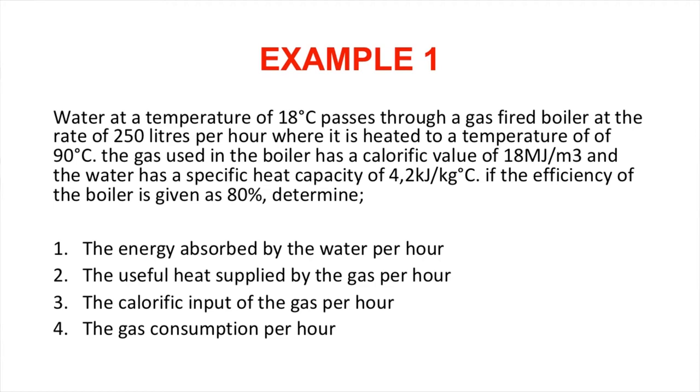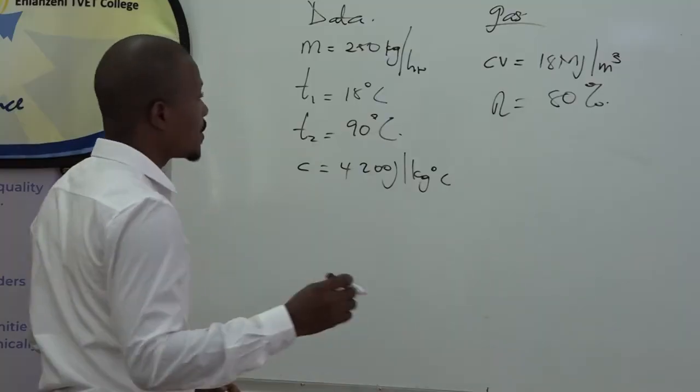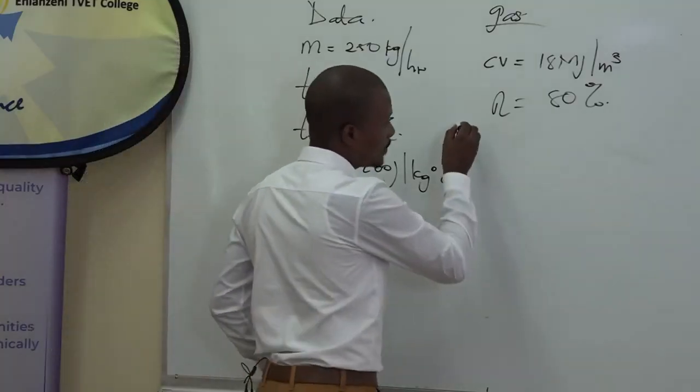The gas is giving the boiler 100% of the heat, right? But the boiler is giving the water only 80% of the heat. Now, they say, determine the energy absorbed by the water per hour.